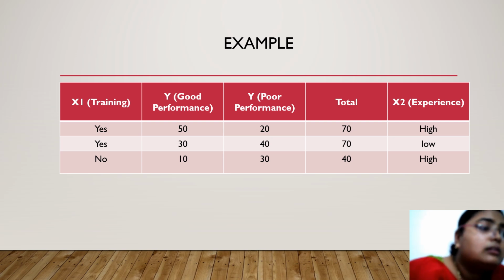Now see in the third column, that is the third variable column, how it is getting affected. For the first row, the y is 50, that means the performance is good, so the experience is considered as high. Whereas in the second row, where the poor performance is more than the good performance, the experience is counted as low. So this is how the third variable is affecting both the first and the second variable.